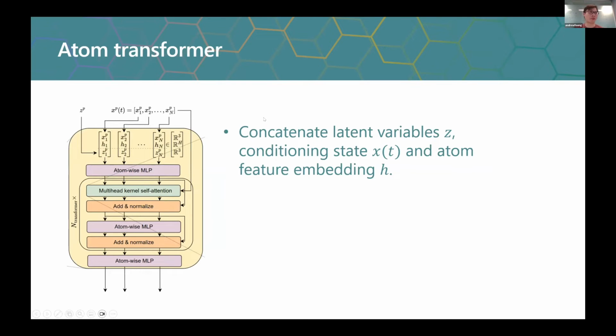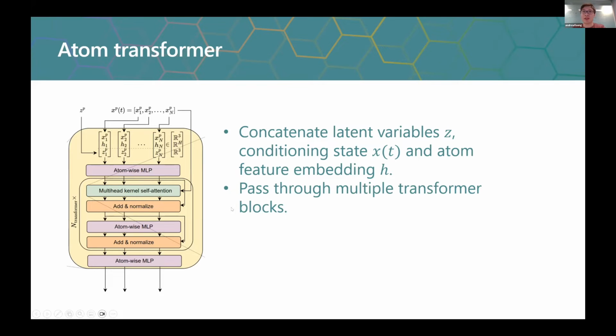The way the forward pass works is that you concatenate the latent variable Z and the conditioning state X of t. So remember that this model has two inputs: the latent variable, which eventually gets bijected into the predicted state, but also the conditioning state, which can affect the bijection in some arbitrary non-invertible way. We're going to take the latent variable, here represented by Z, and concatenate it with X, which represents the conditioning state, and also H, which is a feature embedding of the atom type. So oxygen will have a different kind of embedding from nitrogen and a different kind of embedding from carbon.